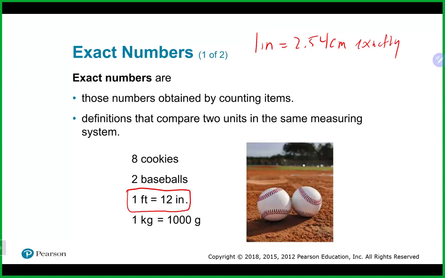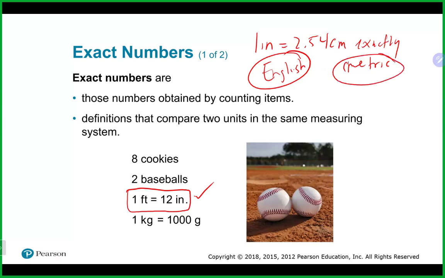Now, we'll talk more about it a little bit later, but if you remember, we have our English units and we have our metric units. If you are using an English to English conversion like this, feet to inches, it is definitely going to be an exact number. If you're using a metric to metric conversion, like this one underneath it, that is definitely going to be an exact number. You don't have to worry about it in your calculation.